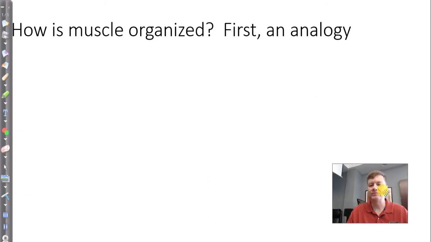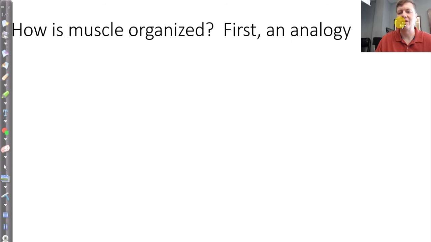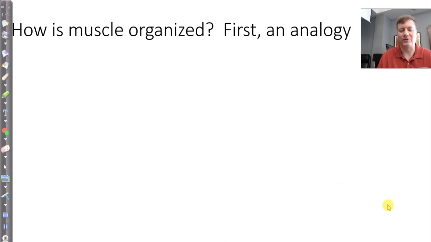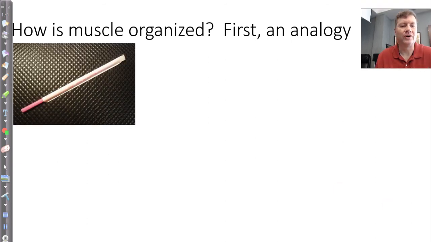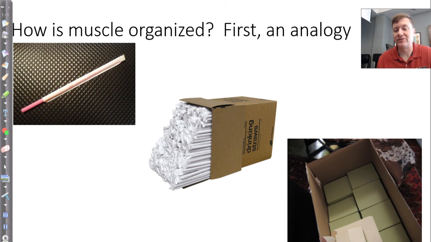Okay, so how is muscle organized? First, let me give you an analogy, and it'll make more sense hopefully in a minute. This is a drinking straw. The drinking straw is wrapped in a paper wrapper. A box of these wrapped straws. You see the box here, but then I can have a crate of the boxes of the wrapped straws. What am I trying to get at here?